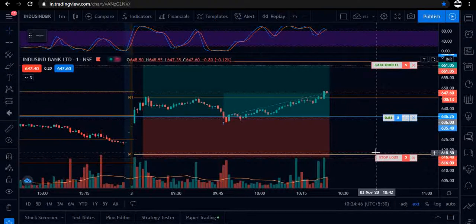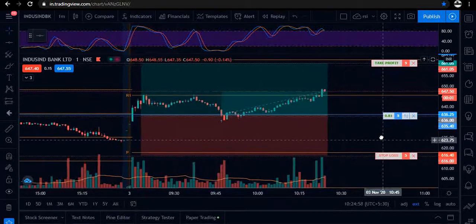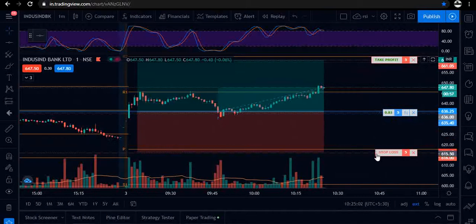Okay traders, so what happens is that today we will not book any kind of loss and we will only book profit or no profit, so our capital will be protected from any kind of loss. So now I am trailing my stop loss to our cost price.